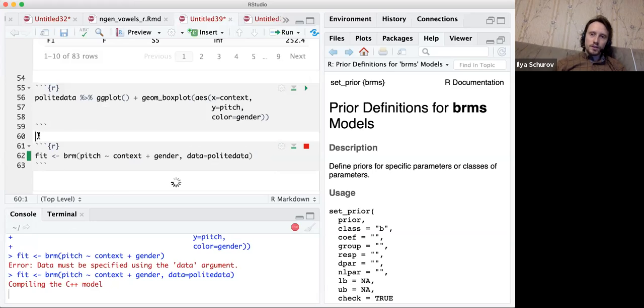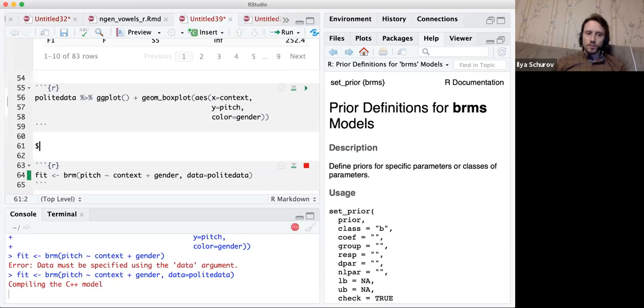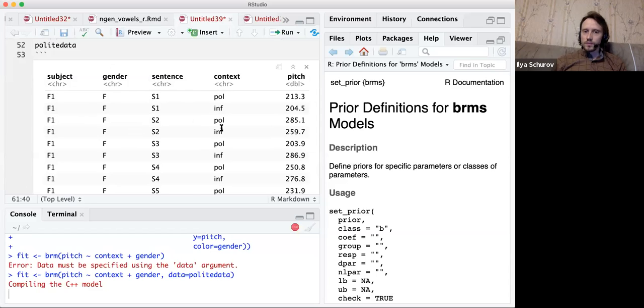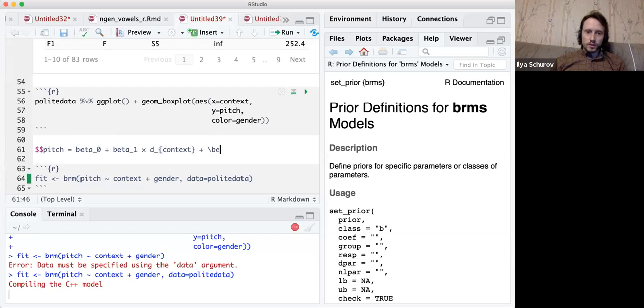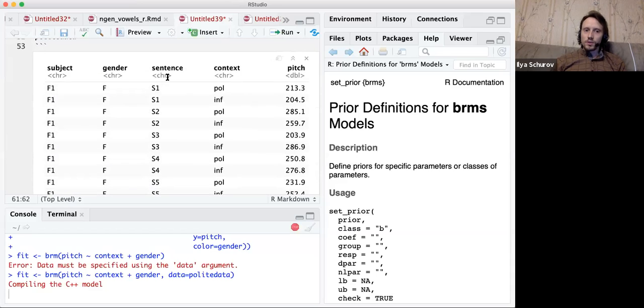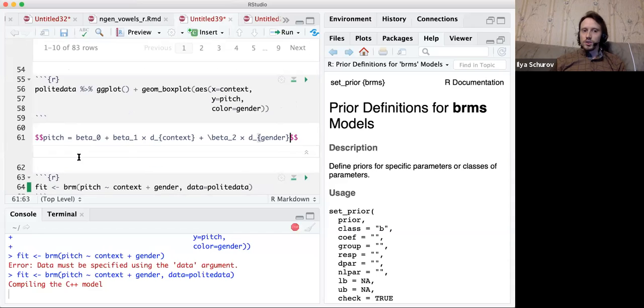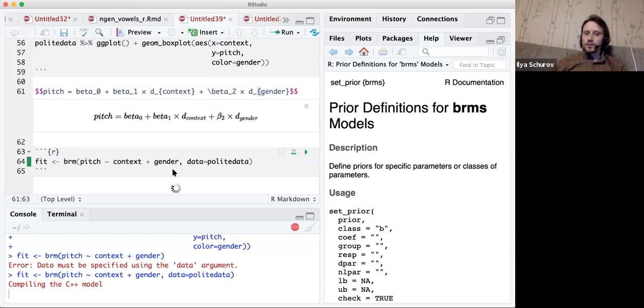But while it is processing, let me tell you a bit about this model. So as usually, we consider the following model, like pitch equals beta naught plus beta 1 times some dummy variable for context. So we will encode this context as zeros and ones. And we also have some coefficient times the gender. Again, we encode this gender as zeros and ones. So this regression is actually just like an ordinary regression that we already considered many times.